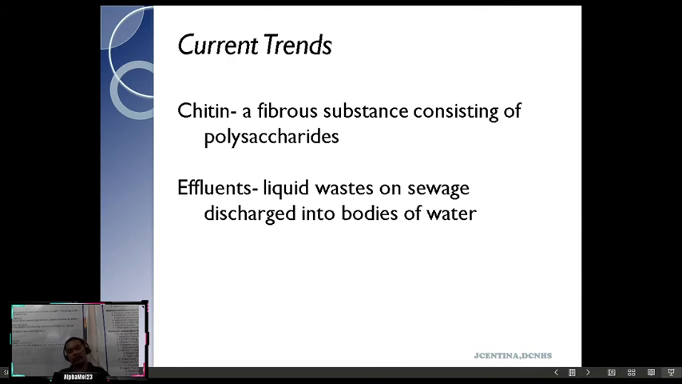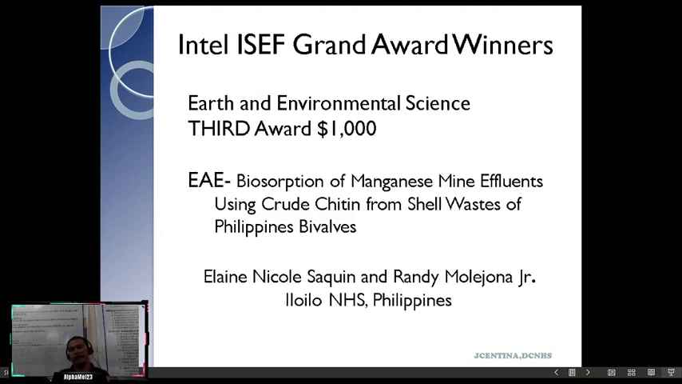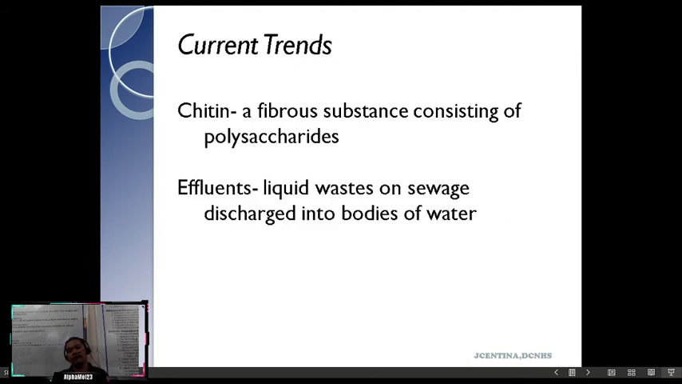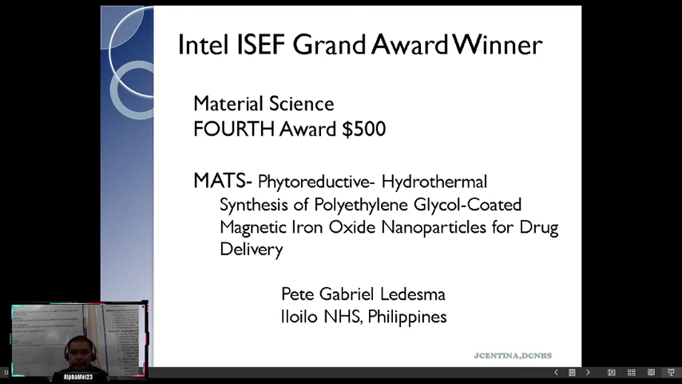So what is the study all about? Chitin is a fiber substance consisting of polysaccharides. They crush the shells, and the chitin from the shell absorbs the manganese effluents from mines, meaning metal wastes. Effluents are liquid waste or sewage discharged into bodies of water. Okay, those are effluents.